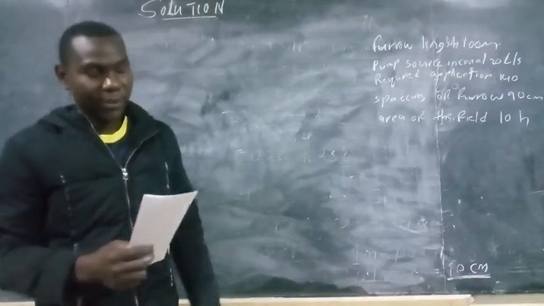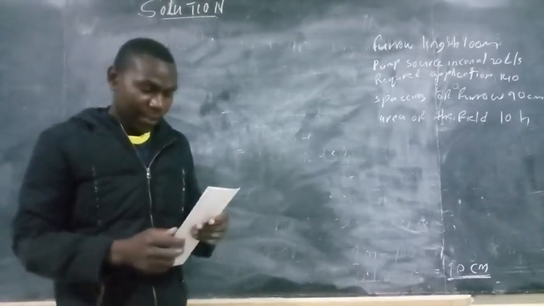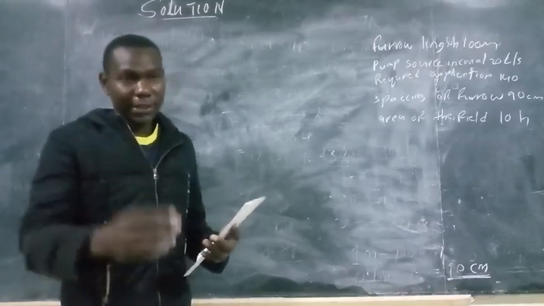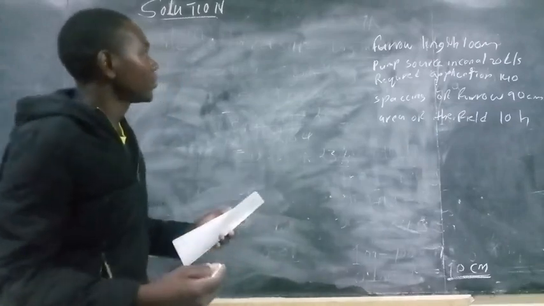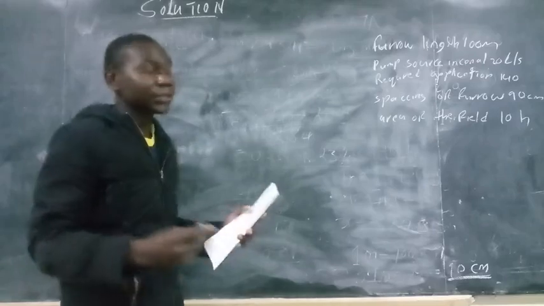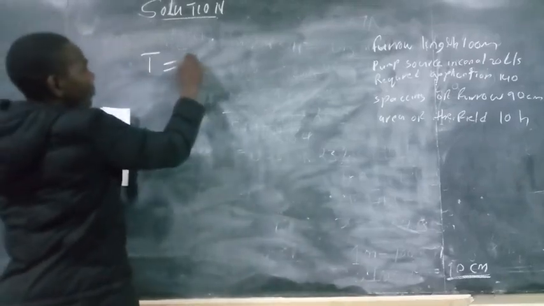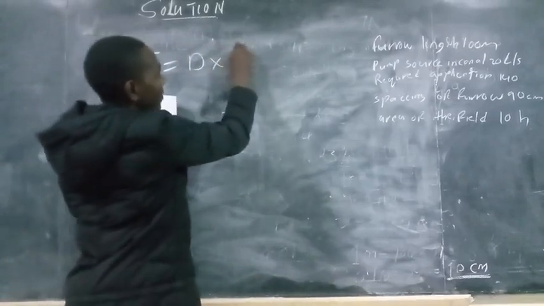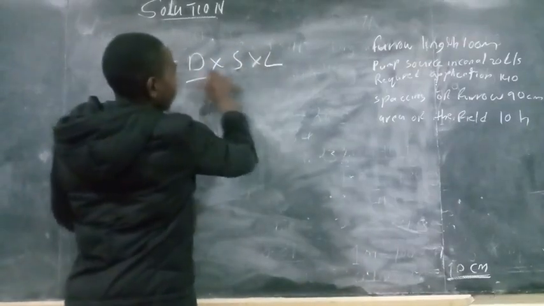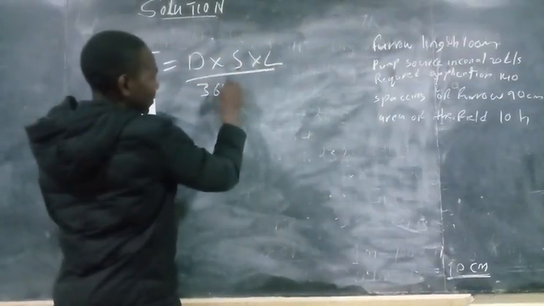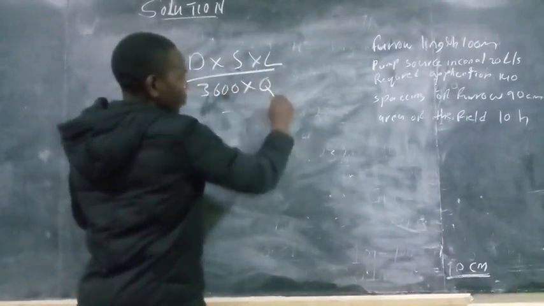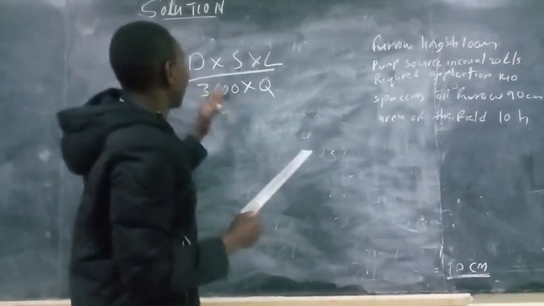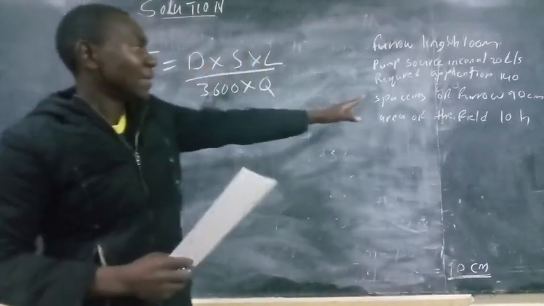So let's go into the question. We try to solve the question. The first question is we are calculating the time required for the irrigation. The formula we use to calculate the time required for the irrigation is time is equal to D times S times L over 3,600 times Q. Now let's start filling in this formula using the data we have here.